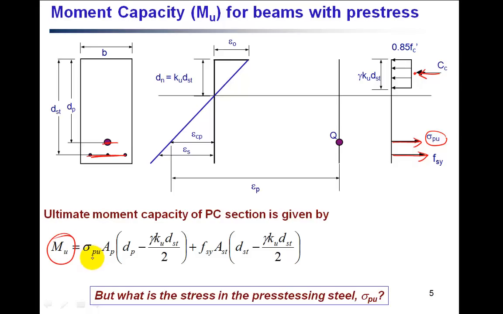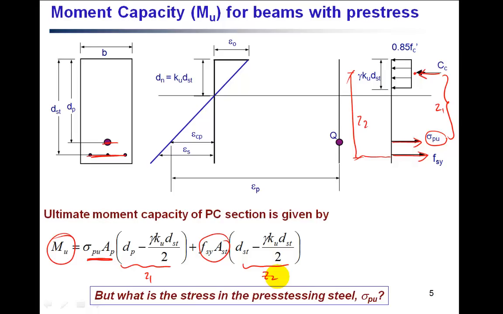So that is basically sigma pu multiplied by AP, the total force in the pre-stressing wire, multiplied by the lever arm, which we call Z1, and the total tensile force in the reinforcing steel multiplied by its lever arm, which is from here to here. So that is Z2. This one is Z1 and this one is the lever arm for the reinforcing steel, Z2. With that, we can calculate the ultimate moment capacity for the pre-stressing beam as well.